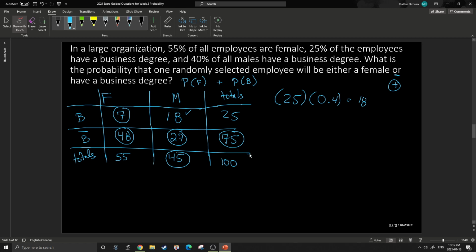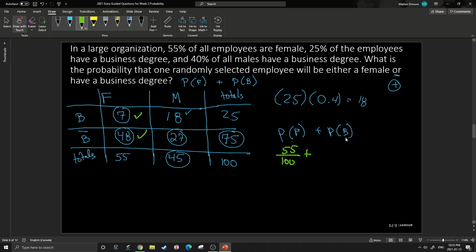Great. I think it's important to do that, because now I can very easily go find, well, what's the probability of female plus probability of business? And I'll even switch colors for this. So take a look here. How many females are there? Well, that's easy, that's this and this. So total 55. So 55 out of 100 is female.